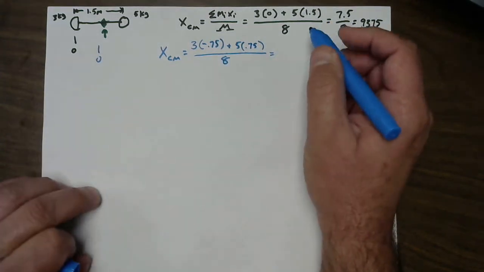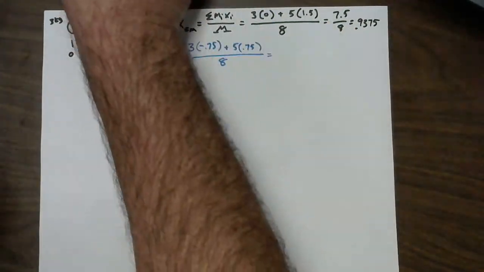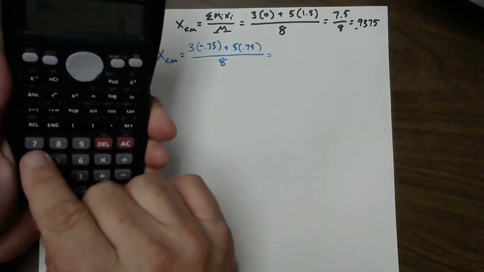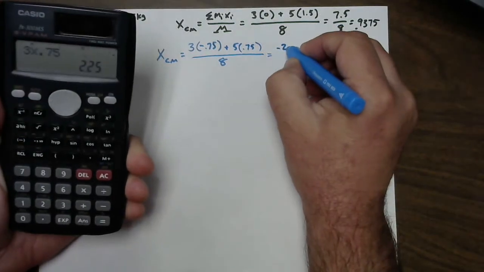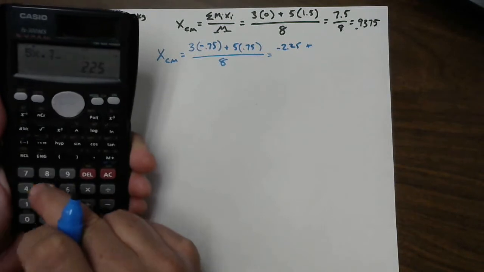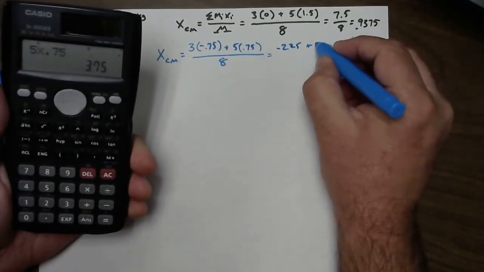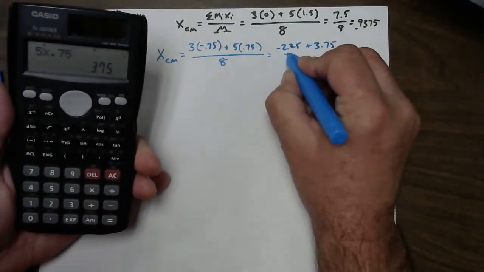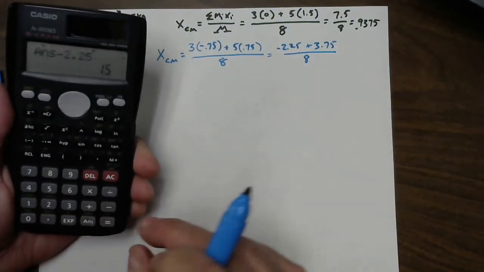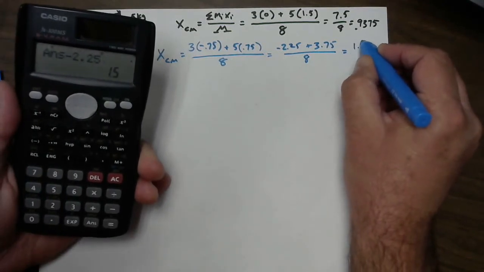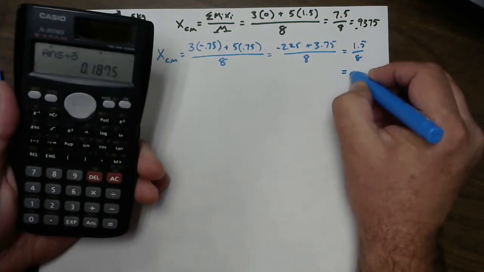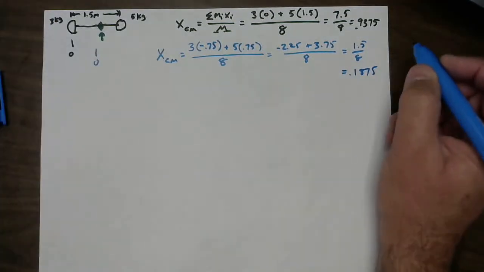Now this is clearly going to give us a different number. So let's do this so that we don't look foolish on camera. 3 times 0.75, so that's a negative 2.25, plus 5 times 0.75 equals 3.75, all over 8. So we'll subtract 2.25 away from that, and so we're going to get 1.5 over 8, which is 0.1875. Okay, now that's a totally different number.